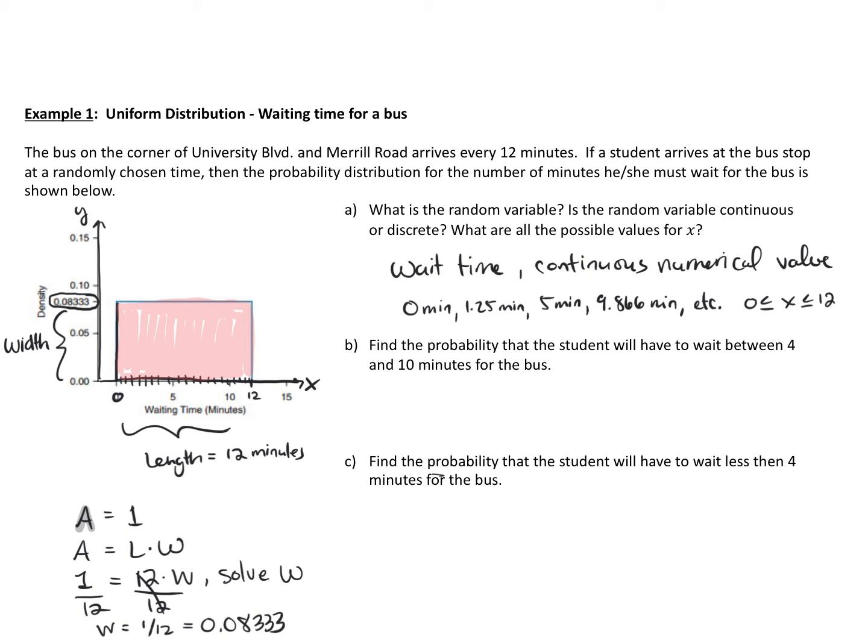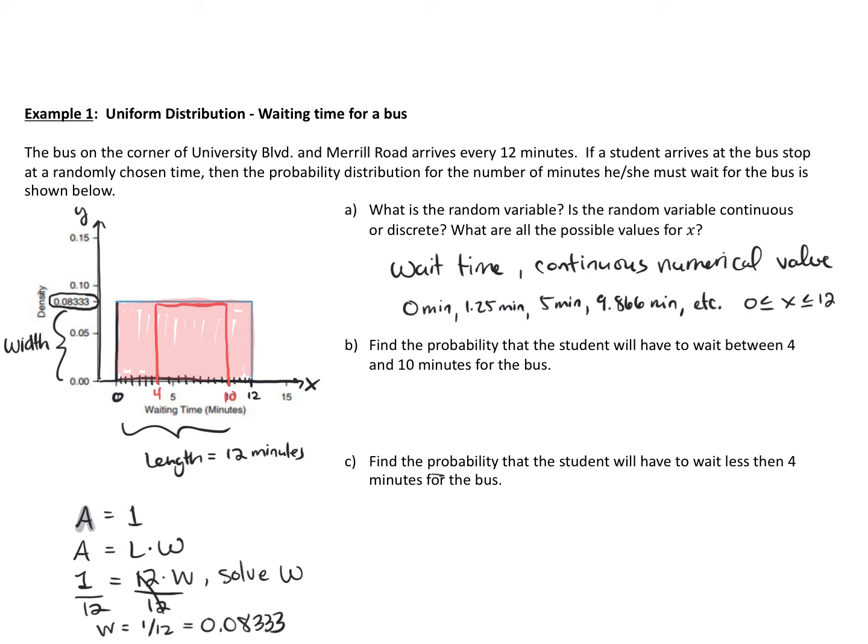Find the probability that a student, right, who shows up at the bus stop at a randomly chosen time is going to have to wait anywhere between 4 and 10 minutes. So on the graph here, I'm going to just mark in red here where 4 minutes is and where 10 minutes is. So remember that we associate probabilities with the area under the curve.